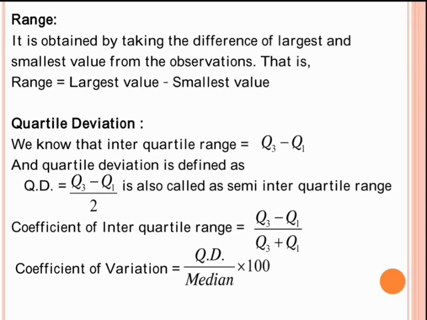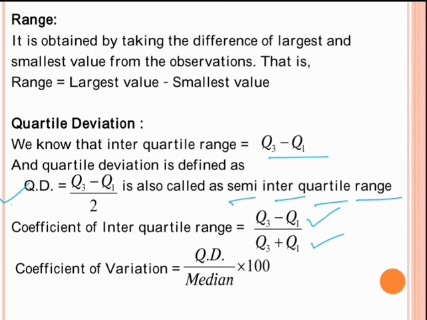Now let us take one more concept, that is quartile deviation. Now see, we know that interquartile range is given by Q3 minus Q1, we have just seen, and quartile deviation is defined as Q3 minus Q1 divided by 2. Now we know how to find Q3 and Q1 for the various observations. This QD is also known as semi-interquartile range, and the coefficient of quartile deviation is given by Q3 minus Q1 upon Q3 plus Q1.